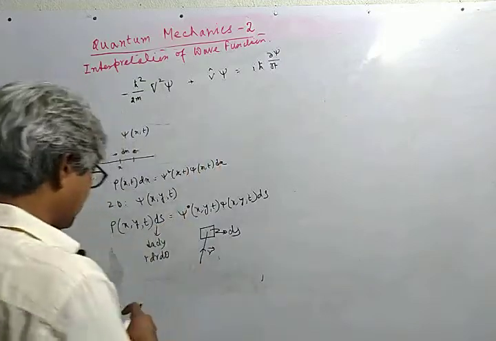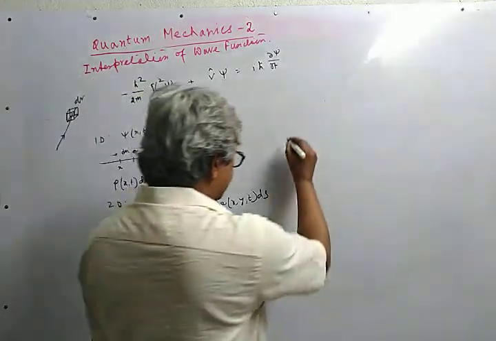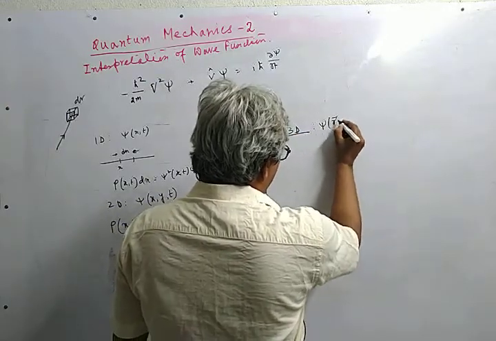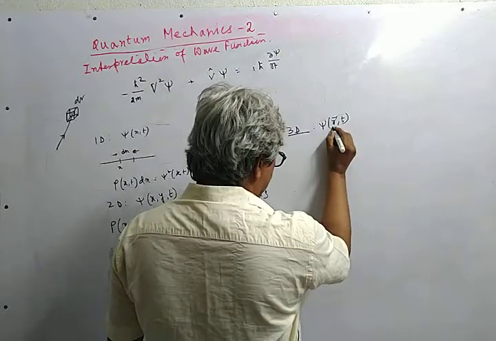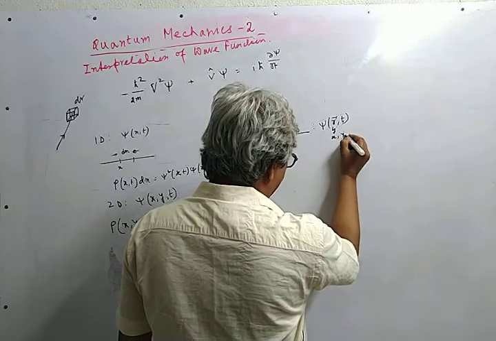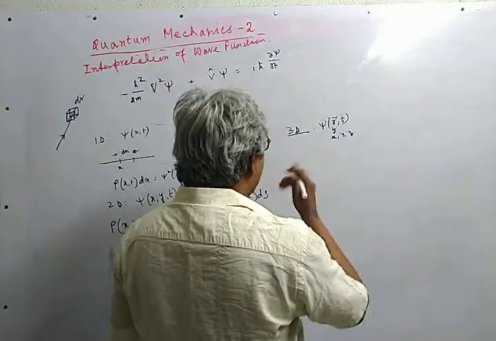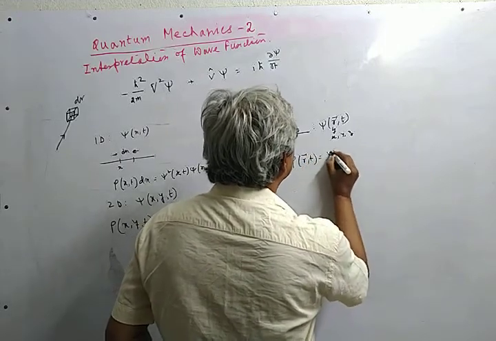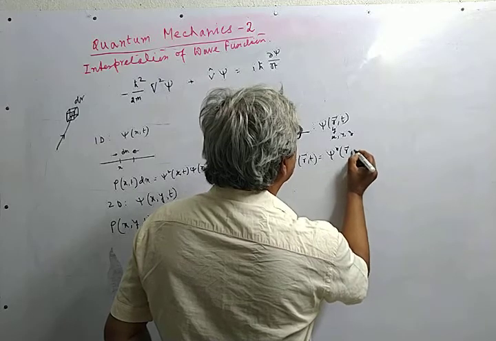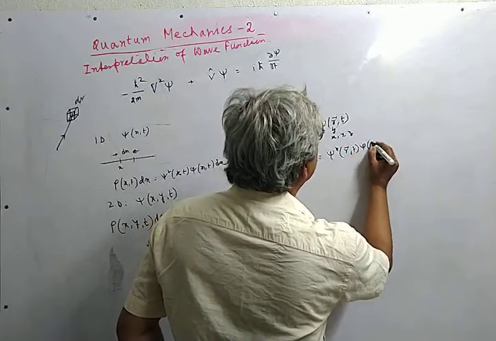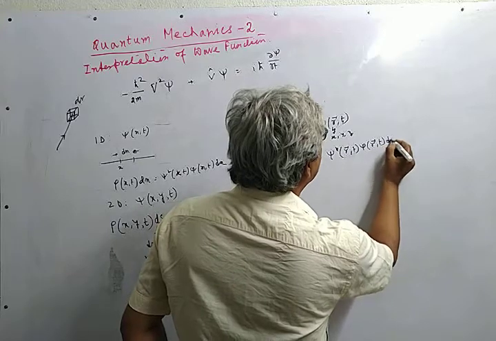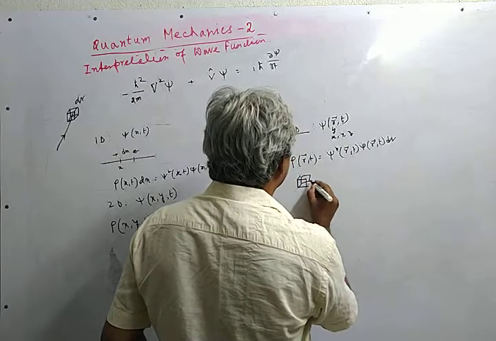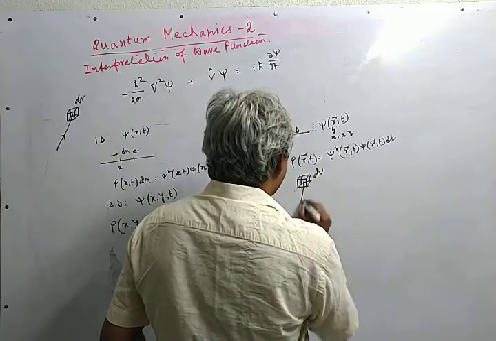And for the 3-dimensional case, the wave function is psi of r, t, which takes into account the combination of x, y and z, and rho of r, t gives you psi star of r, t psi of r, t dv. So this represents the probability of finding the particle within a small volume dv around r at time t.